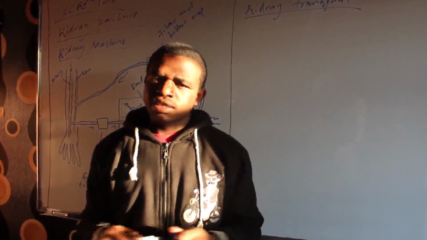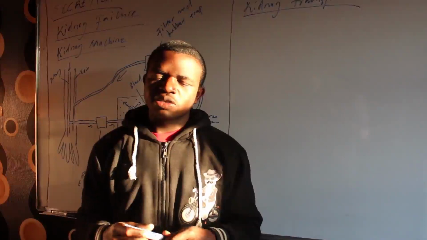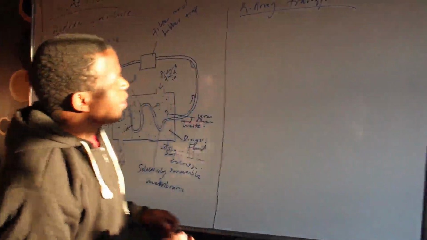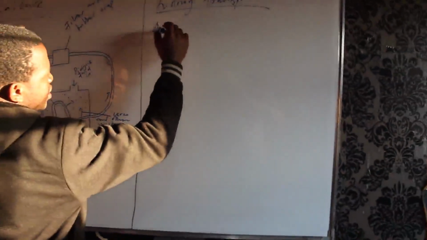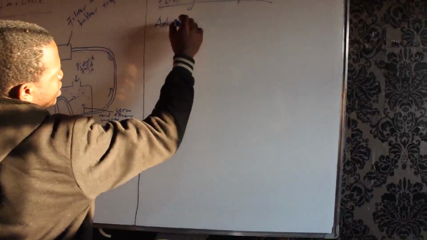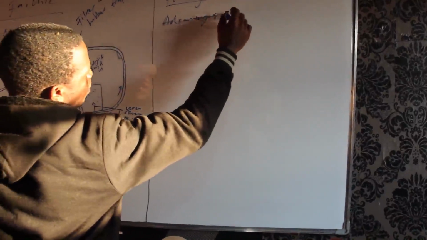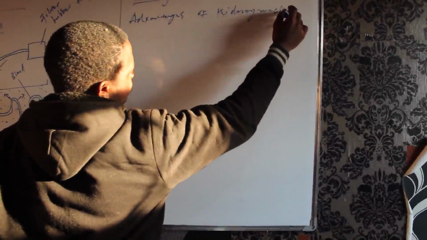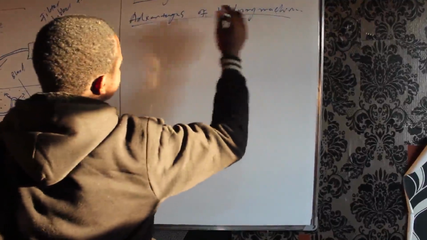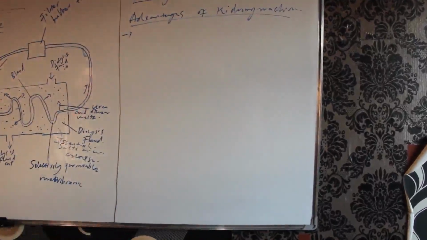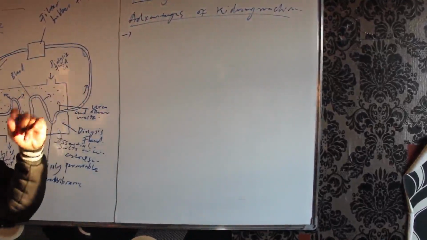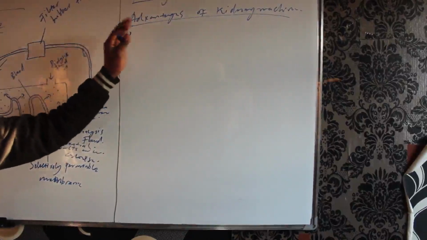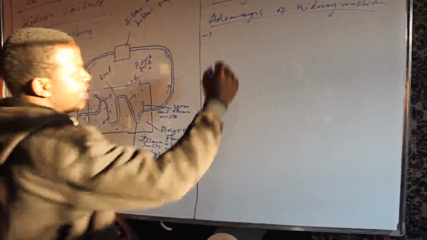Let us now look at the advantages and disadvantages of both the kidney machine and the kidney transplant. So we are going to start with the advantages of the kidney machine. So one of the advantages of the kidney machine is that there is no risk of death.